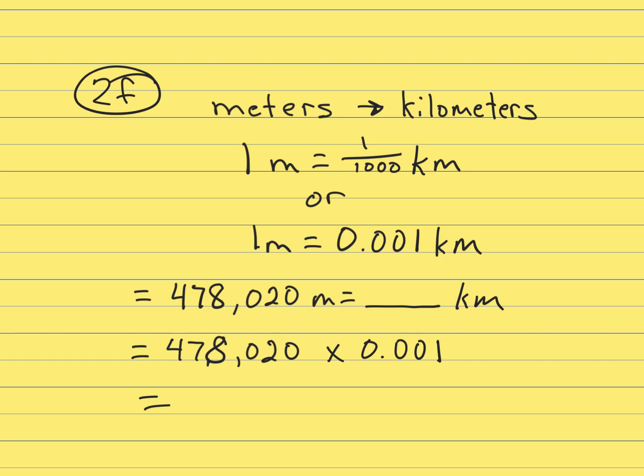Okay, and the last one is very similar because we're doing meters to kilometers. 1 meter is 1/1000th of a kilometer, and we can write that as a decimal. So we get down here, we do our multiplying, we take our decimal, we move it over 1, 2, 3, and our answer is 478.02 kilometers. We could add in that 0, but we don't really have to.